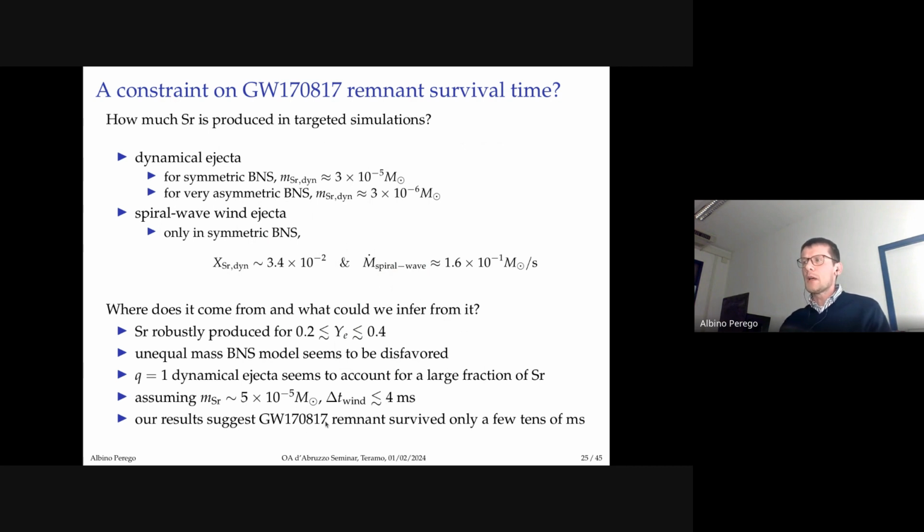Otherwise, we would have seen much more strontium, because strontium is a relatively easy element to form whenever you have a massive neutron star in the center, which can irradiate with neutrinos and produce strontium, because strontium can be produced in a robust way when the electron fraction gets high enough, so when neutrinos have had the time to interact.